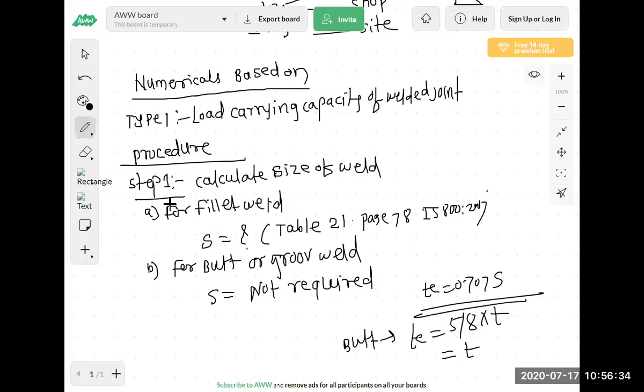Are you getting? See my screen. Whatever I am presenting and writing, see the screen. We have to calculate size of weld. That is nothing but small s. Small s is the size of weld. So size of weld for fillet weld, s is equal to table number 21, page number 78.